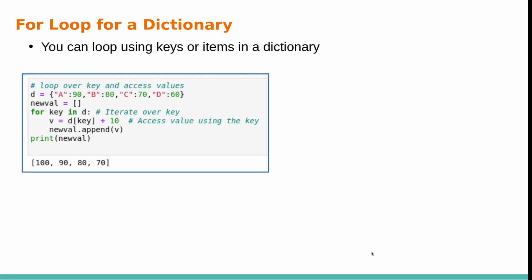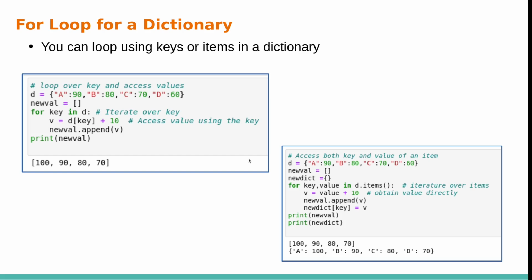Dictionaries are interesting because a dictionary is made up of key value pairs. So what you can do is you can loop over the keys. Keys are almost like indices, as you know, A is the key for the value 90, B is the key for value 80, C is the key for value 70, and D is the key for 60. So what I'm doing is I'm going to loop, it's going to go to A, and then the D of key is the value. I can access the value using the key, add some number to it, and append it to a new list and keep track of the list.